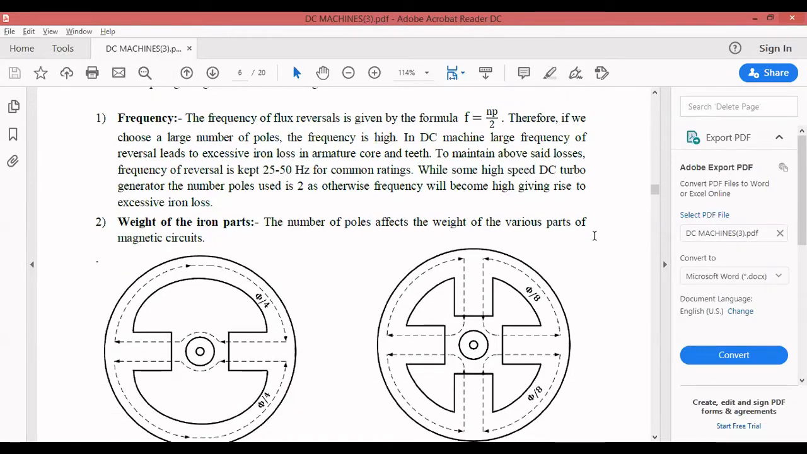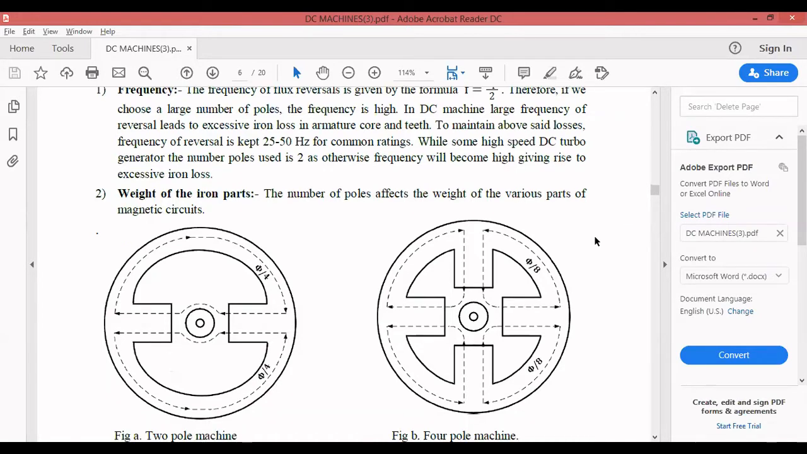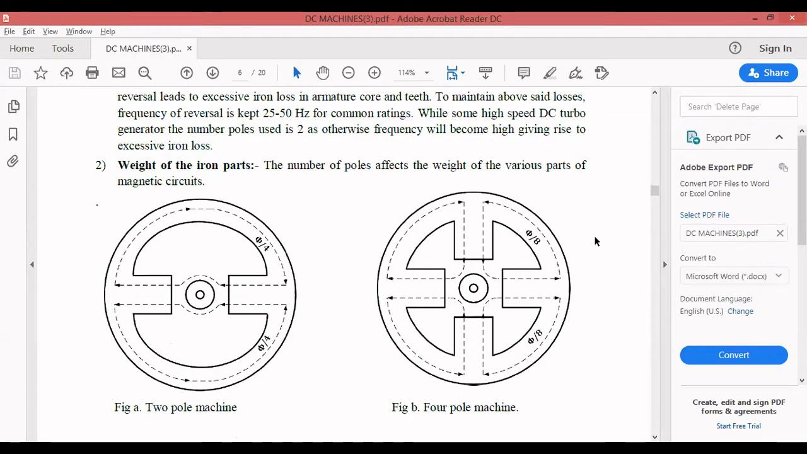Let's come to the second factor: weight of iron parts. The number of poles affects the weight of various parts of the magnetic circuit. If you consider a magnetic circuit, you have three parts with respect to a DC machine: you have the pole, you have the yoke, and you have the armature. So the weight of iron parts means including all these things: the yoke, the poles and the armature.